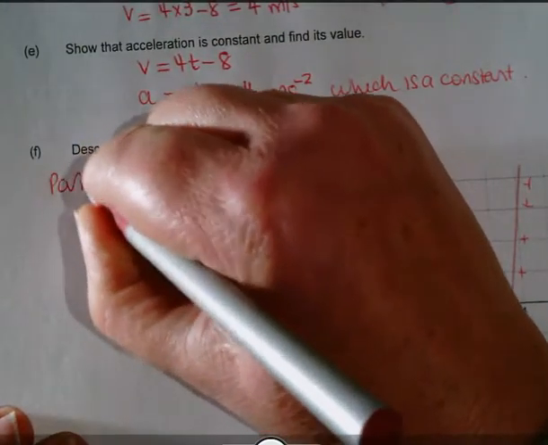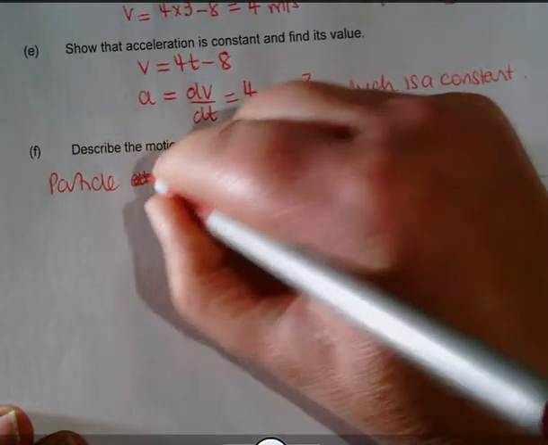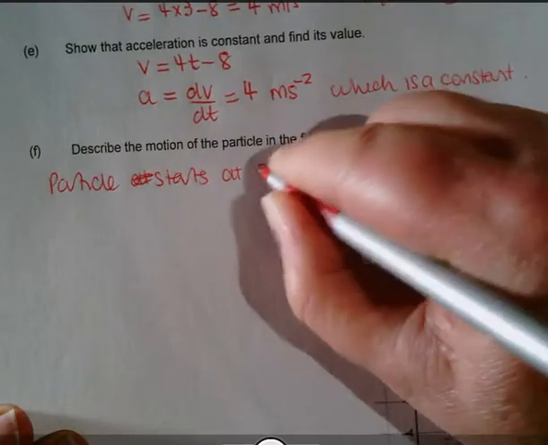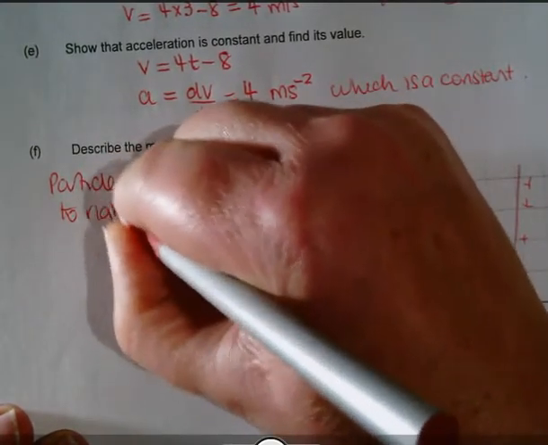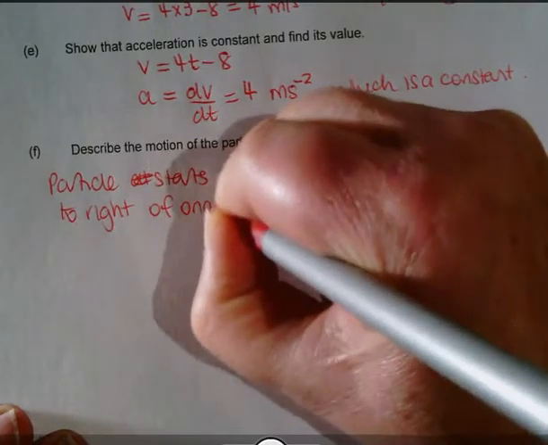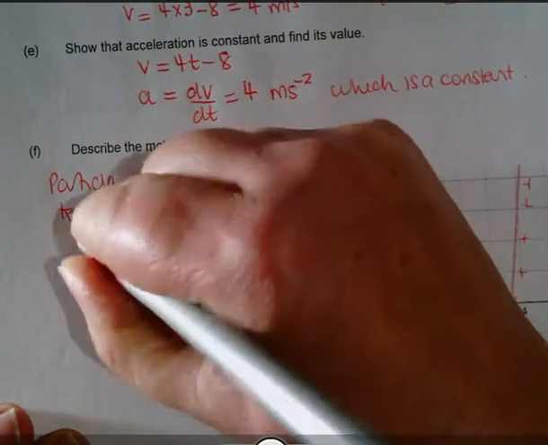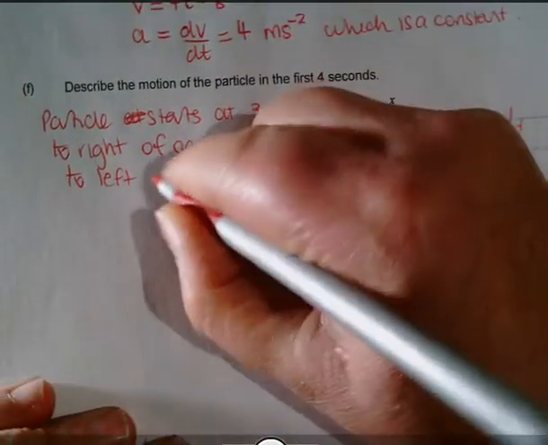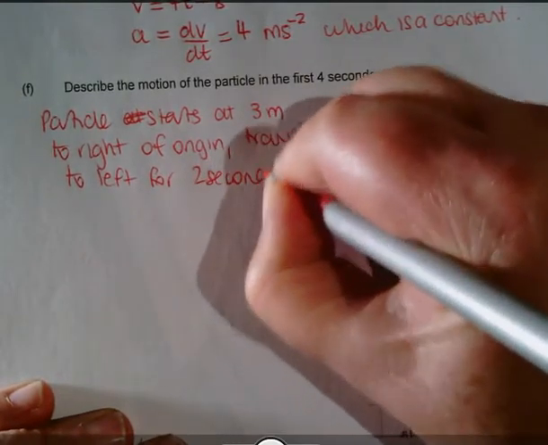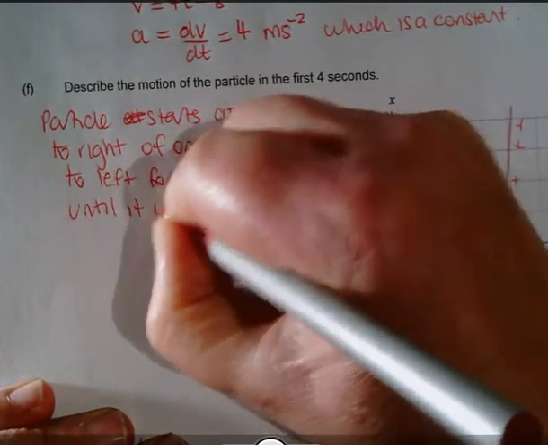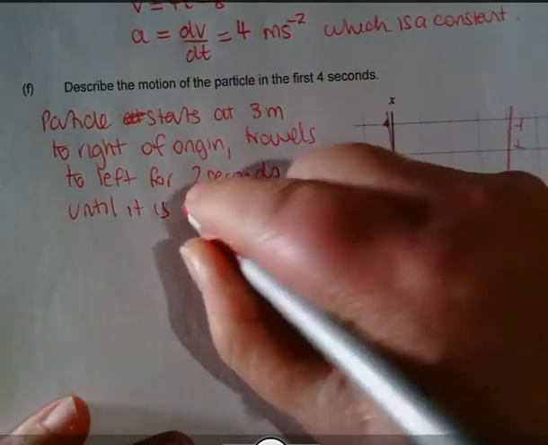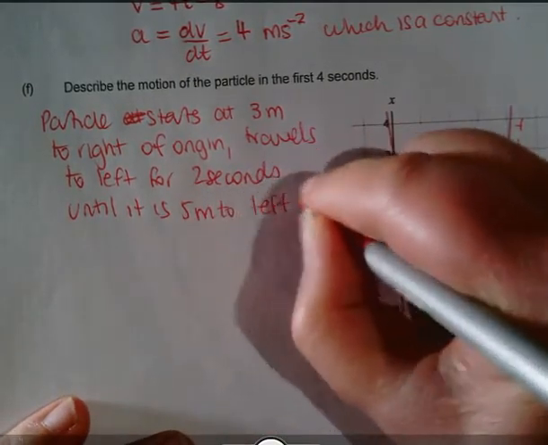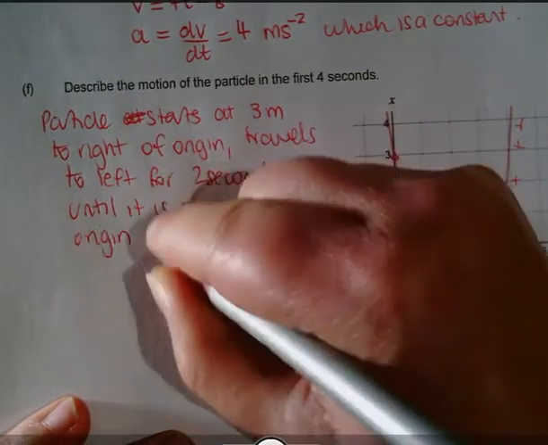Now, we need to describe the motion of the particle, and we can see what happens here. So the particle starts at x equals 3. Particle starts at 3 meters to the right of the origin. It then travels to the left because it's negative velocity. It travels to the left for 2 seconds until it is 5 meters to the left of the origin, where it stops.